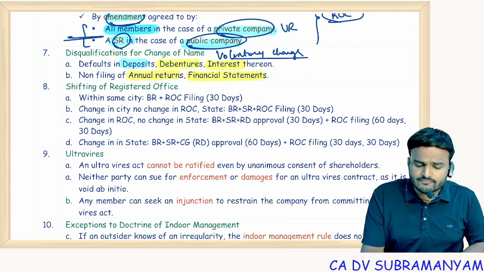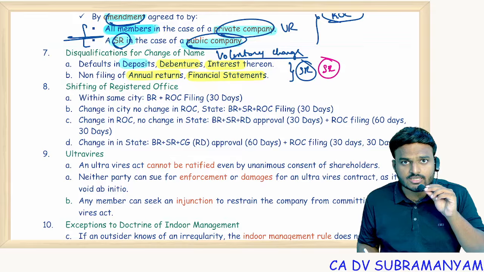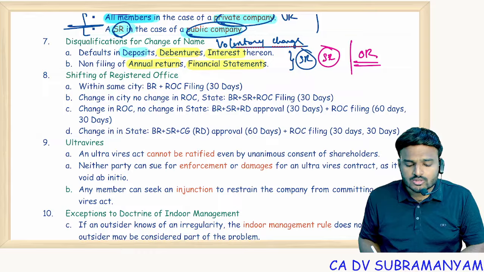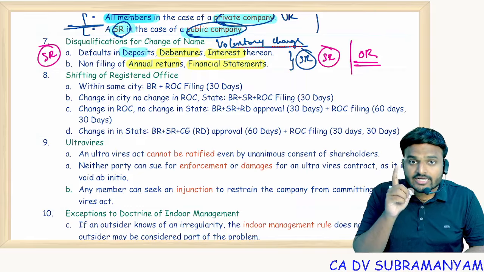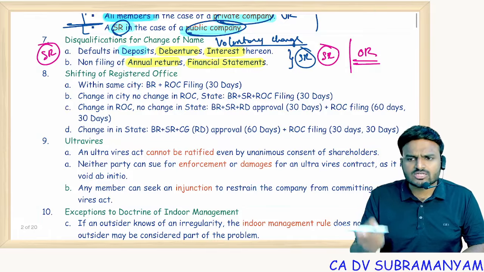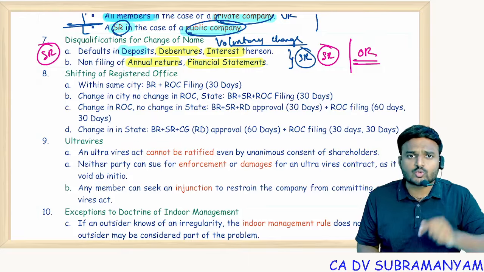And for change of name, what type of resolution is required? Special resolution is enough. Clear? For rectification of name, ordinary resolution. Don't get confused. Voluntary change of name, special resolution is required. Rectification of name, ordinary resolution is enough. Last attempt that question came, previous attempt that question came.